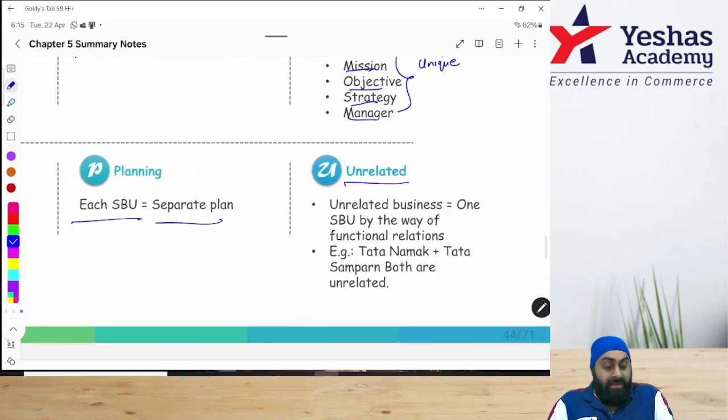Unrelated businesses can be grouped into one business. So Tata Namak and Tata Sampann are both unrelated, but can be combined together with a logical reason: both are present in the kitchen category, the food category. So they combine into one particular segment.